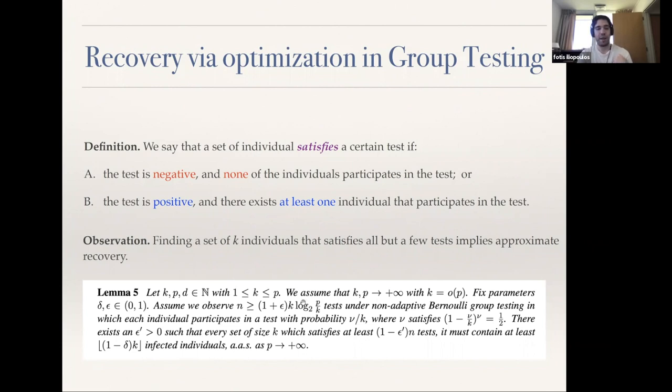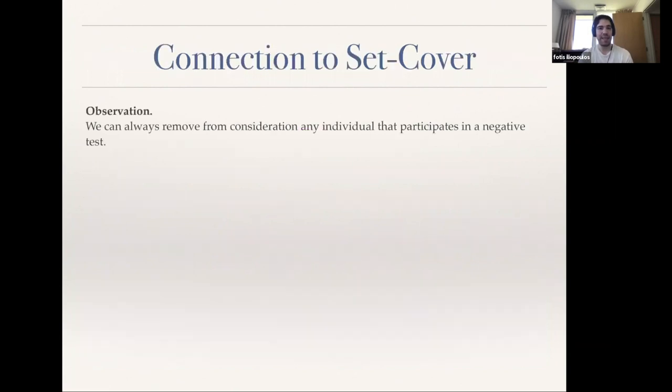Now, this type of optimization problem is connected to set cover in the following sense. Okay, so to see the connection, at first observe that the very first thing we can do in any algorithm is remove from consideration any individual that participates in a negative test. These individuals are certainly not infected. Okay, so this is the very first thing we do, always. Now call the remaining individuals potentially infected.